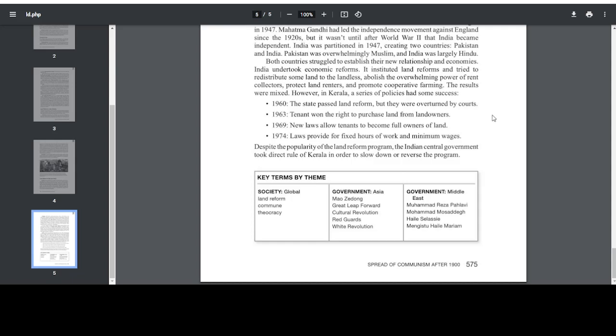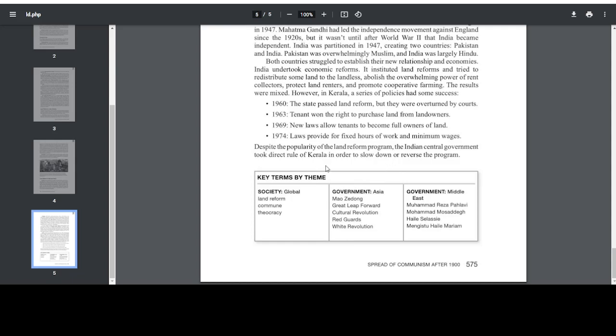1960: the state passed land reform, but it was overturned by courts. 1963: tenants won the right to purchase land from landowners. 1969: new laws allowed tenants to become full owners of land. 1974: laws provided for fixed hours of work and minimum wages. Despite the popularity of the land reform program, the Indian central government took direct rule of Kerala in order to slow down or reverse the program.